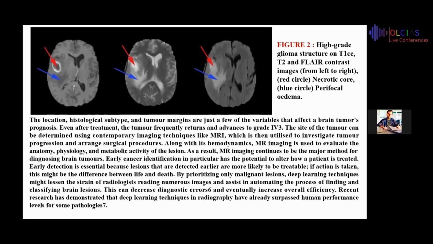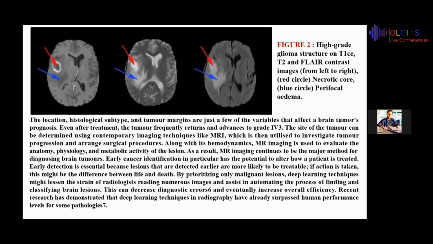The location, histological subtype, and tumor margins are just a few of the variables that affect a brain tumor prognosis. Even after treatment, the tumor frequently returns and advances to grade 4. The site of the tumor can be determined using contemporary imaging techniques like MRI, which is then utilized to investigate tumor progression and arrange surgical procedures. Along with this, hemodynamic MR imaging is used to evaluate the anatomy, physiology, and metabolic activity of the lesion. As a result, MR imaging continues to be the major method for diagnosing brain tumors.